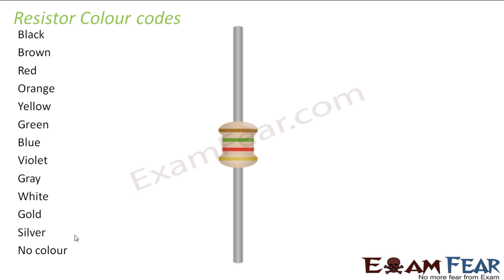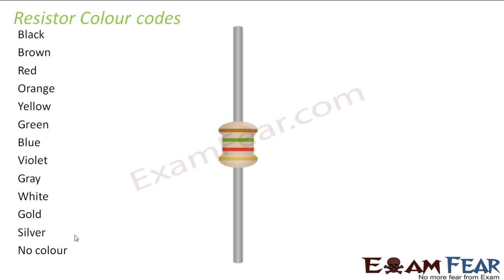Now we will talk mostly about carbon resistors. If I have a carbon resistor, just by looking at it, how do I know how much resistance this resistor offers? Whether it is 10 ohms, 20 ohms, or 2000 ohms. So how do I know that? There is something called color coding.